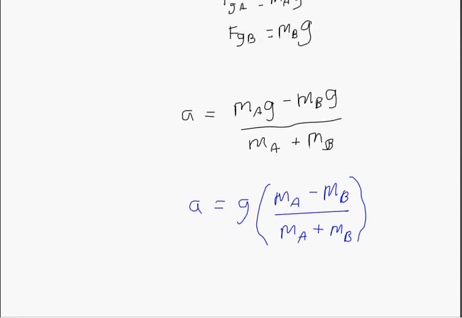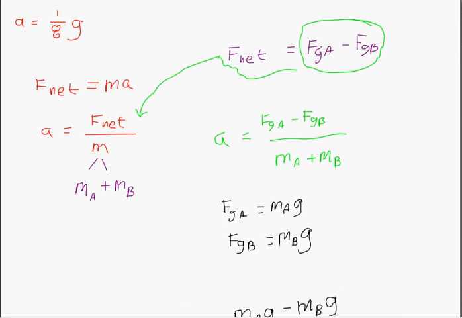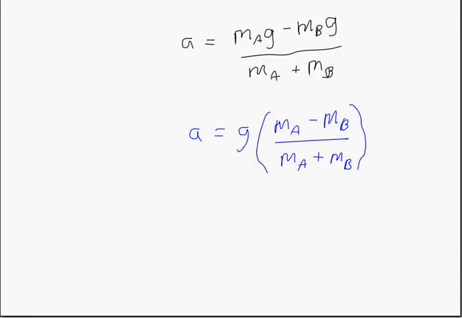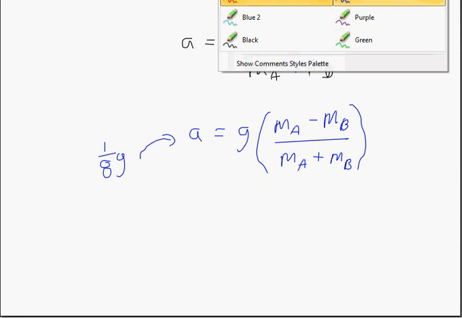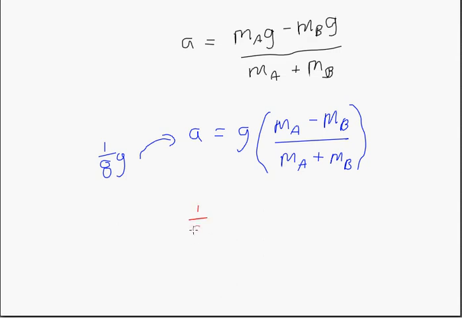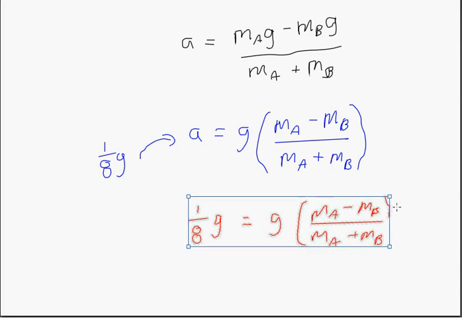So the next thing is to remember, what did we start off with? Well, looking up here in my left hand corner, we said that a equals 1/8 g. So I'm just going to substitute. For a, I'm going to put 1/8 g. That means 1/8 g equals g times the parenthesis mA minus mB over mA plus mB.